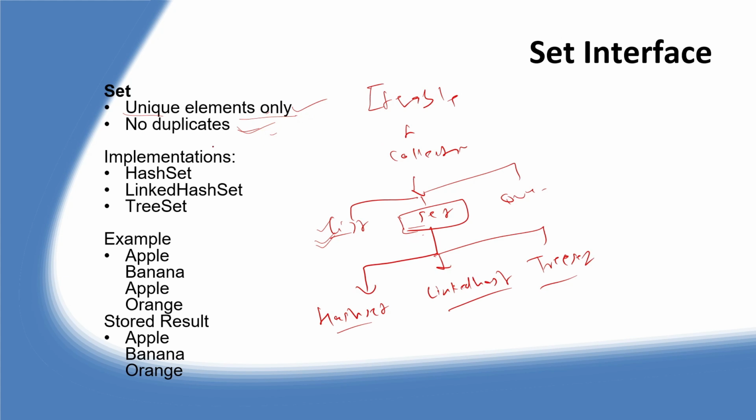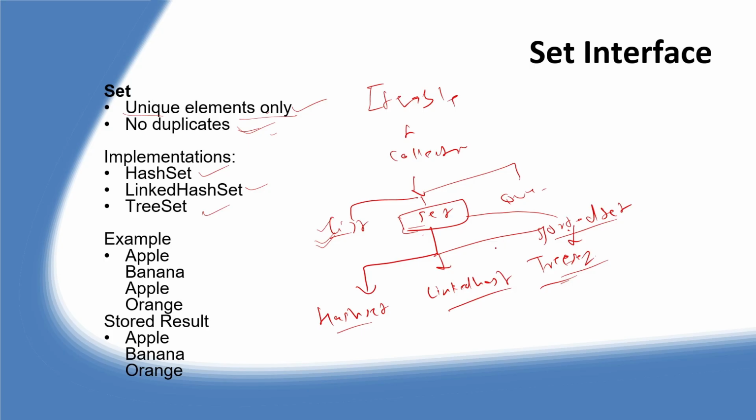Okay. So these are the implementation classes of Set: HashSet, LinkedHashSet, TreeSet. Okay, TreeSet, it will be sorted. SortedSet is the child interface of Set, and TreeSet will implement this interface. So TreeSet is the implementation class.